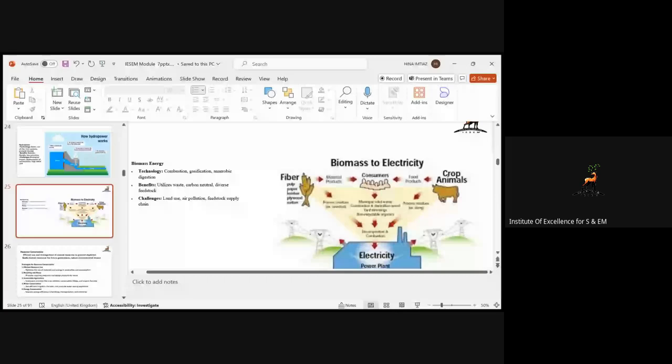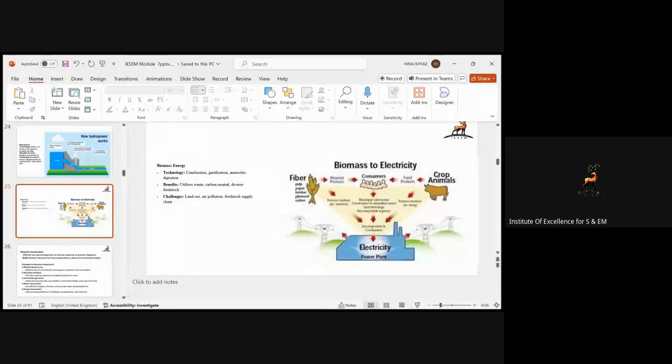So the next is biomass energy. Biomass energy is energy from plants. Basically, biomass energy comes from biomass, which is used to produce electricity. For example, there are three ways to release the energy from biomass. One is bacterial decay, and the second is conversion to gas and liquid fuels.